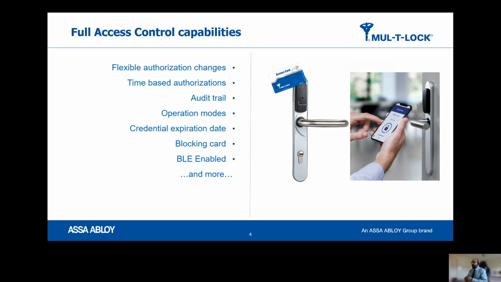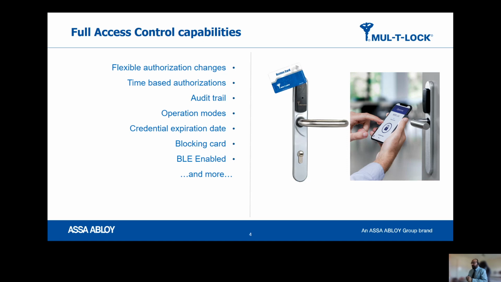What SMARTair offers: full authorization changes, time-based authorizations. You can check the audit trail. You can have operation modes. You can have a credential expiration date, wherein the key or the card will only work during a certain period and will expire depending on how you want it working. You can have the blocking card option. If there is a room where you want someone not to go in because there is a hazard, you can block a certain room and then it will block access to the users.